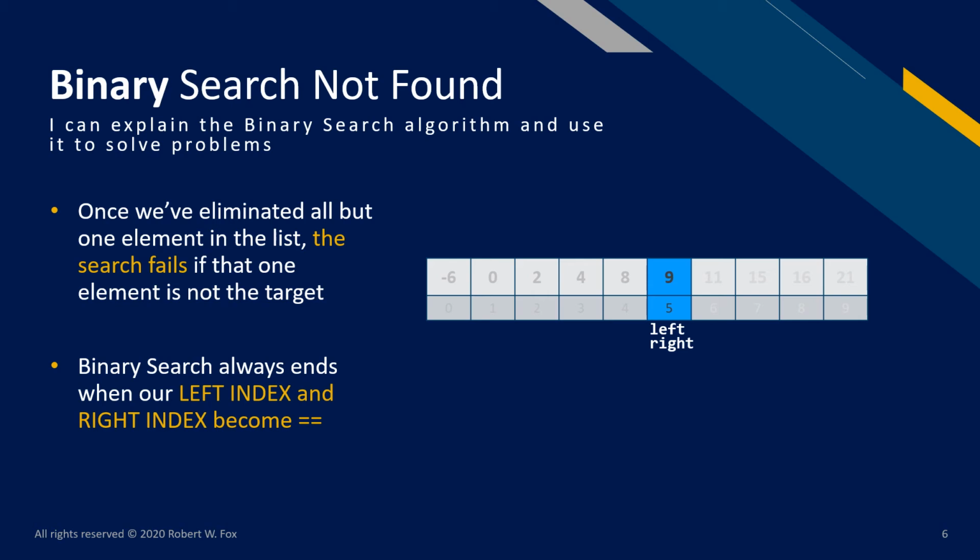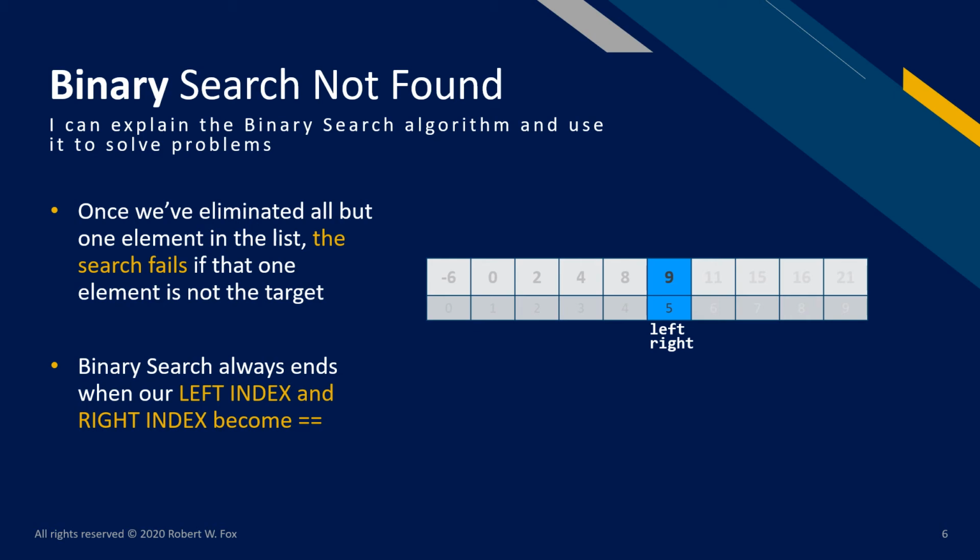It is possible that when you do a binary search, the thing that you're looking for might not be found. So basically what happens is this. We keep cutting the list in half and in half and in half, and eventually we get down to just one element. And at that point, either that element is the thing we're looking for or it's not. And if it's not, the search has failed.